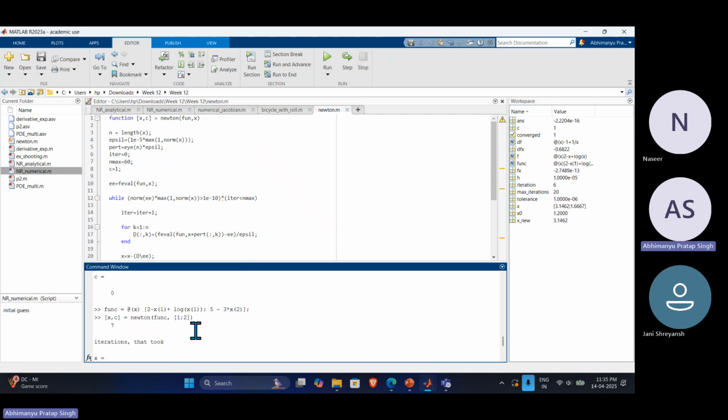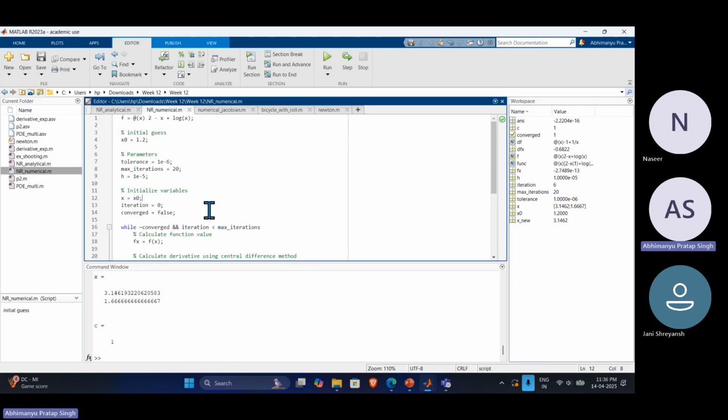Yeah. So you can see that this 2D problem, we solved it in 7 iterations, and the solution that we are getting is for the first equation, f is equal to pi, which is the same function that we are using over here, 2 minus x plus log x, and then 5 minus 3x by 2. For the second, the solution is 1.666. So it gave us the solution in 7 iterations.